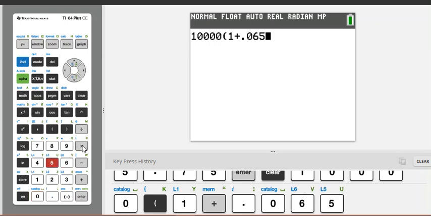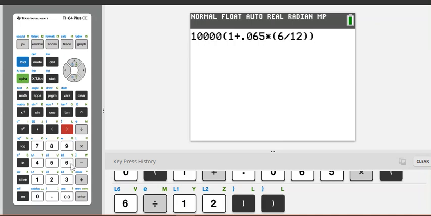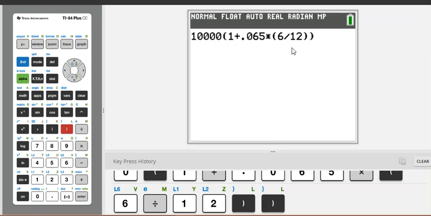Okay, I'm going to multiply by, I'm going to go ahead and open my parentheses. You don't need parentheses here, but if it makes you feel better, go ahead and do that. If you ever doubt parentheses, it's better to use them than not to use them. Let's see, our time value was 6 over 12. You could have also, like I said, used 0.5. Okay, make sure you close parentheses. You need each pair of parentheses to have a beginning and an end.